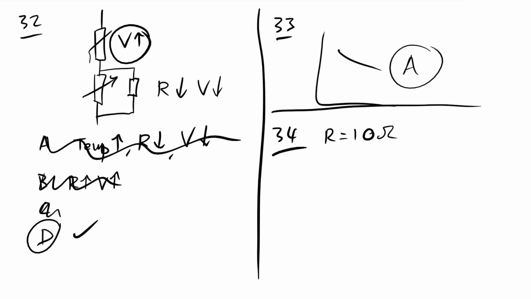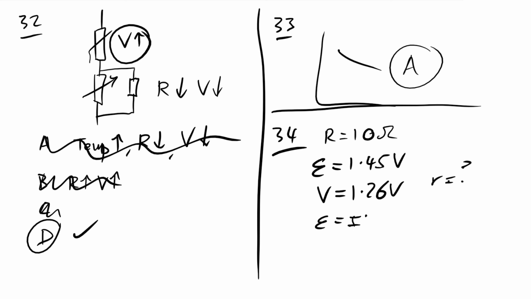We have a voltmeter across the battery, so we're reading the terminal PD. So when the switch is off, the voltmeter reads that. So we have an EMF of 1.45 volts. And then we have a terminal PD of 1.26 volts. We're being asked to find out r. So let's get our equation. We know that epsilon is equal to IR plus Ir.